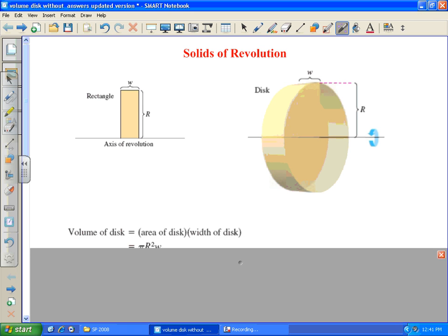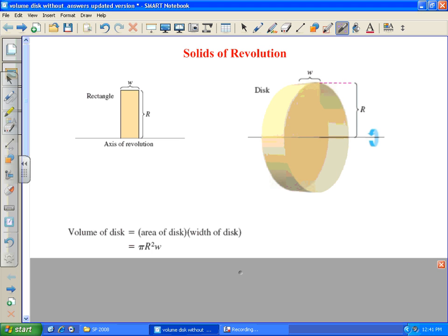So what would be the volume of this disk that we generated? Basically, pi r squared times W, right? So that there we have it. The volume of one disk is pi r squared times W. If basically the height of that rectangle was R and the thickness was W, that gives you a disk with a radius of R and thickness W, and the volume of that is pi r squared times W.